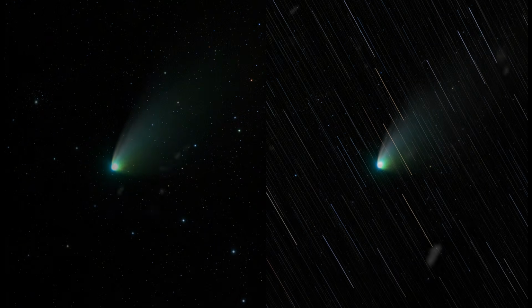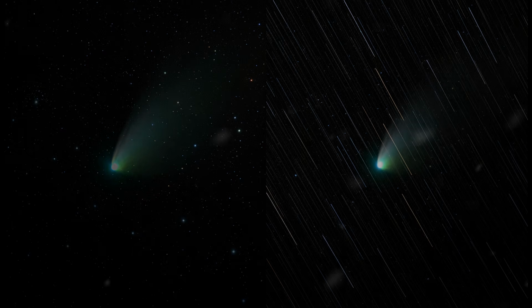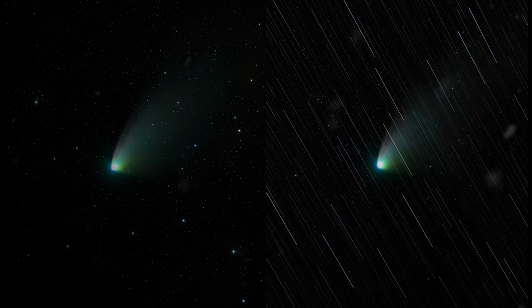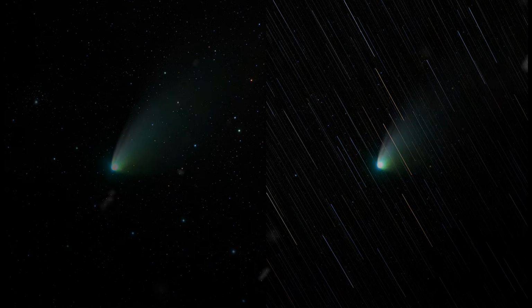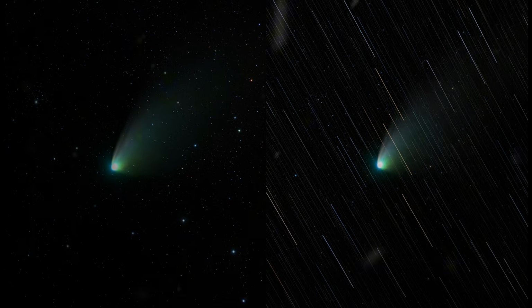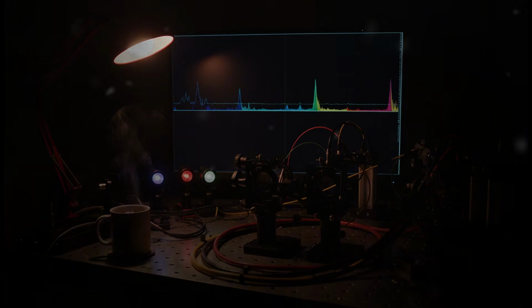Here is the fun quirk. C2 has a short photochemical lifetime, so the green is strongest close to the nucleus and tends to fade before it can paint long tails. That is why comets often look like they are wearing a lime green scarf wrapped tight, not an all-green train stretching for millions of kilometers.